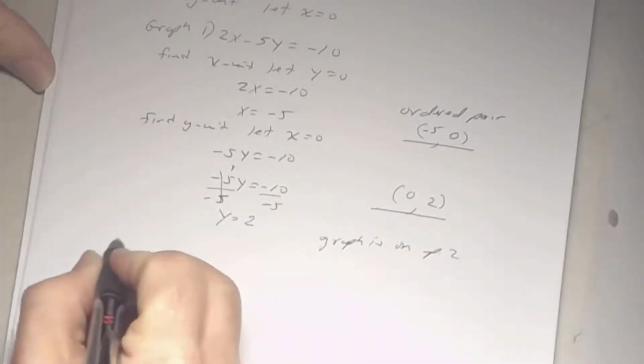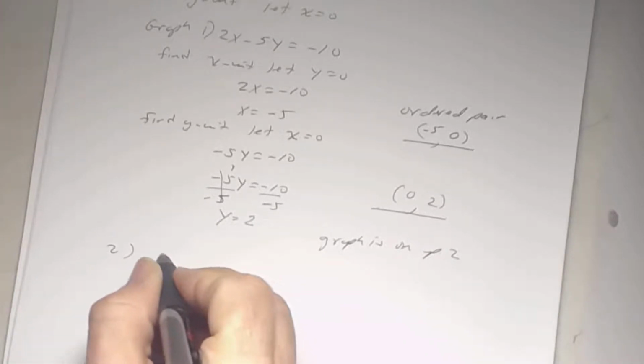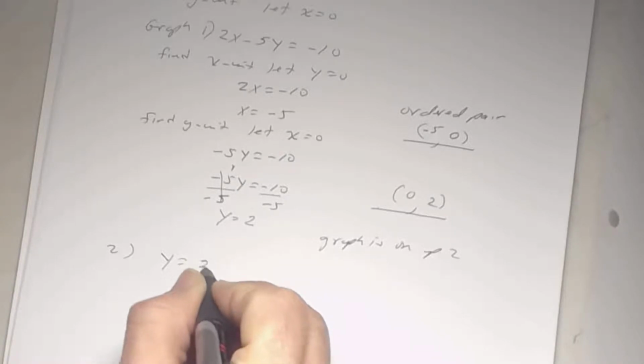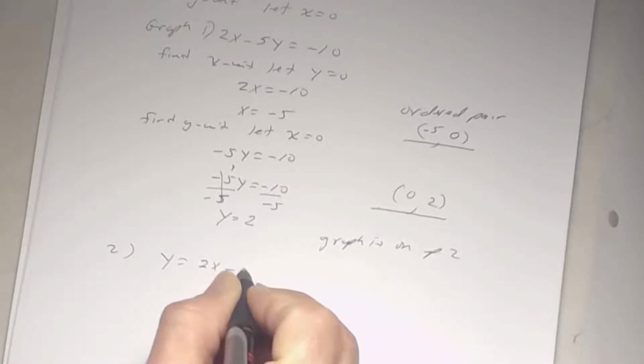All right, now let's look at this one. This will be the next example. All right, let's call this example 1. This will be number 2. All right, suppose you have y equals 2x minus 9. y equals 2x minus 9.